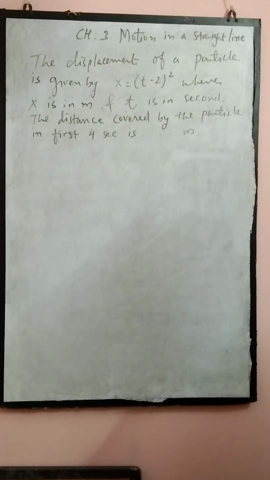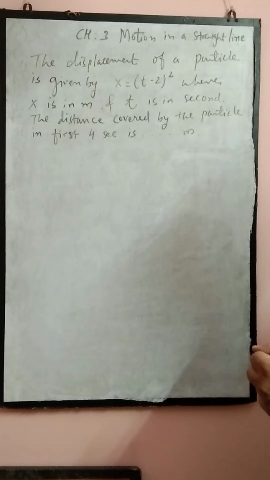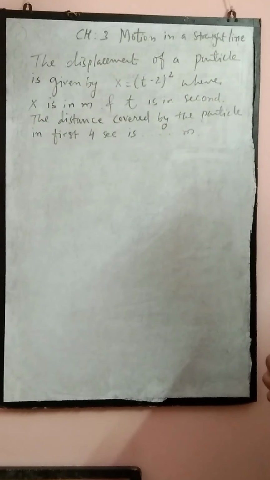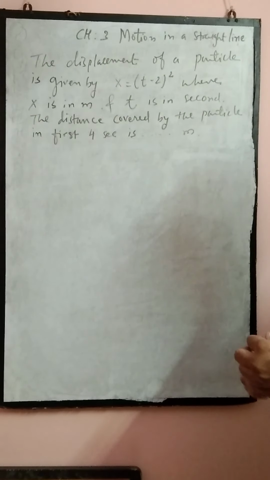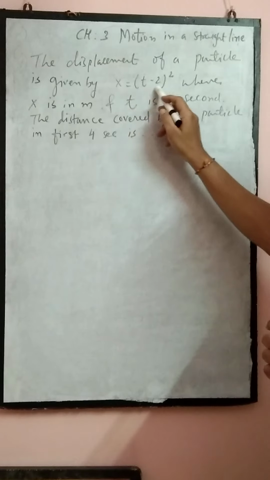Friends, today we are going to talk about some of the equations which are based on the distance time relation, the displacement equation, when it is related with the time. So here, one of the questions which I have given here: the displacement of a particle is given by x is equal to (t minus 2) whole square.